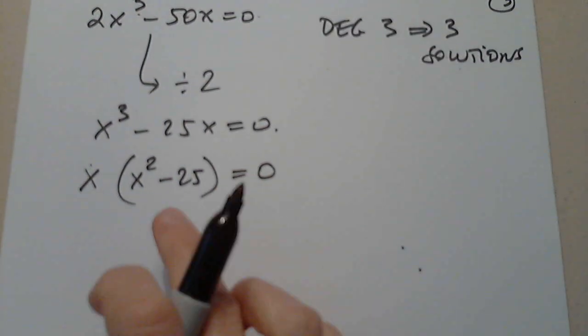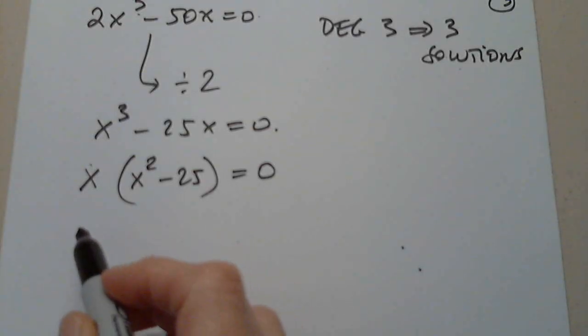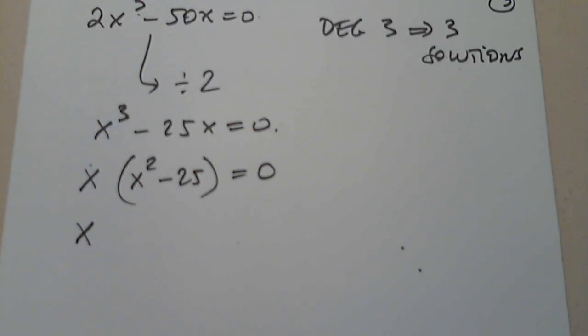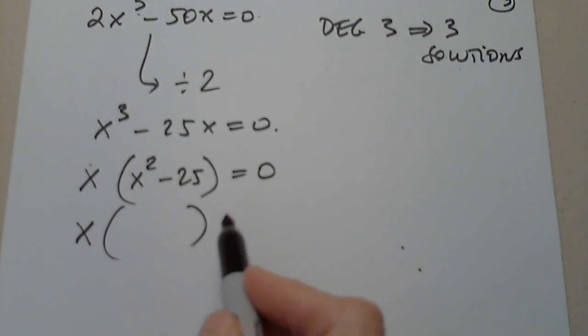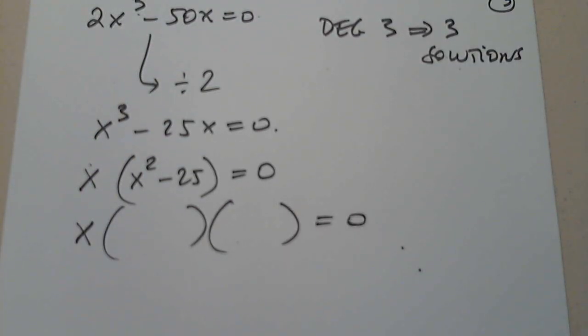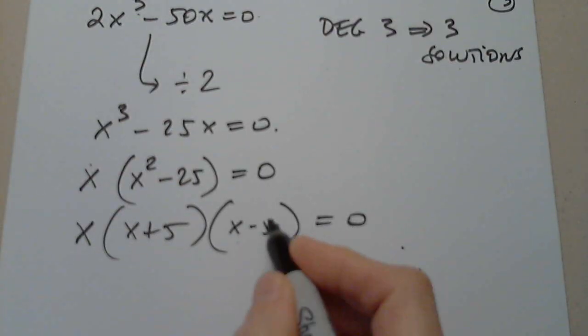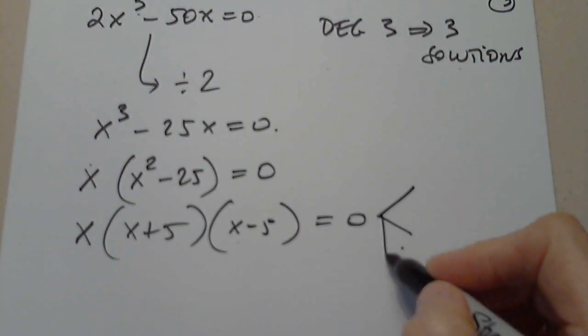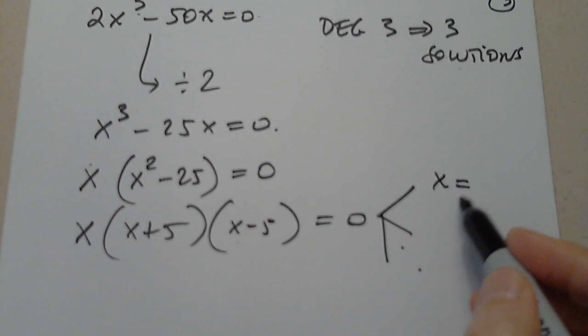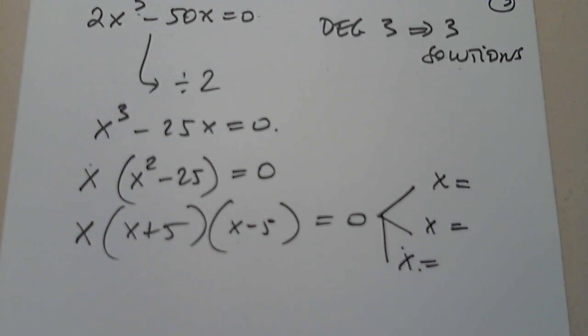Special product? It better be. I love special products. They're the easiest. It's a difference of squares. Very good. If we say the difference of squares, then we have to get two binomials ready. It's x minus 5, x plus 5, in any order. So then I have three solutions. Can anyone give us those three solutions?